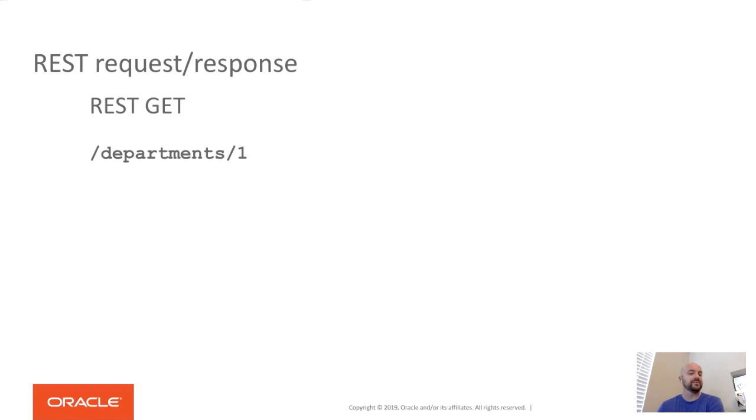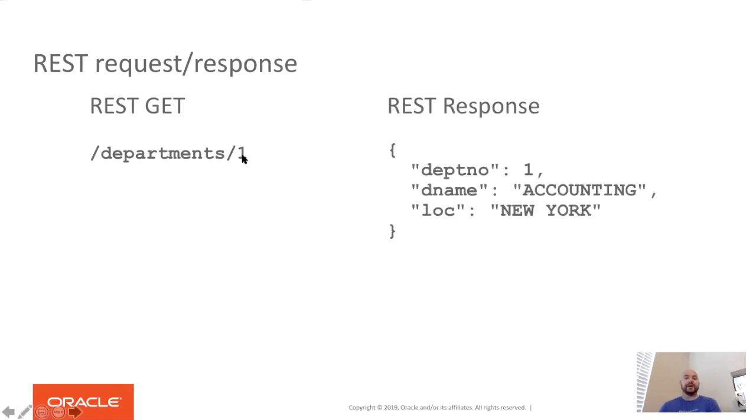So with a REST request, we might issue a GET against department /1. What we get back is whatever the server wants to give us. So in this case, we get three fields. And the shape of the data, who knows what you're going to get back. Again, it's whatever the server wants to give us.